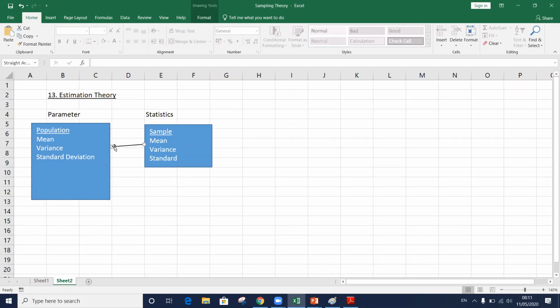Based on the sample, now we are going to forecast the population parameters, right?